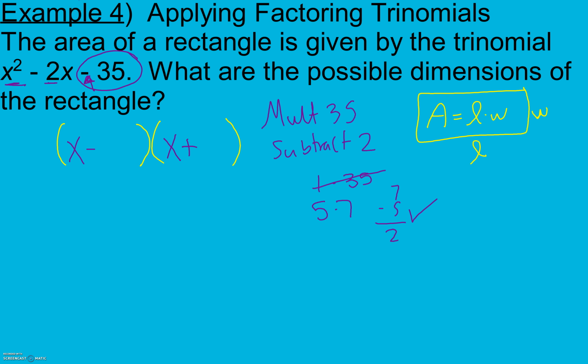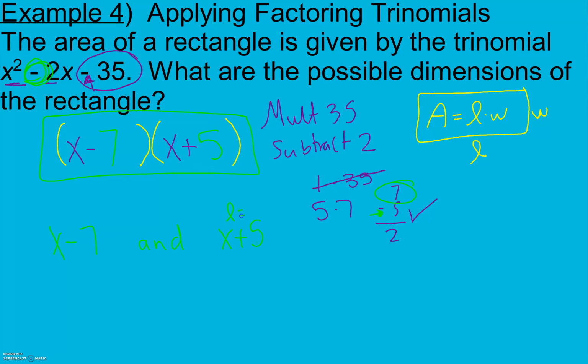Now I look back at my trinomial, and the sign in the middle tells me that's going to have to go with my bigger number, because we always take the absolute values and subtract them, bigger minus smaller, and then give the sign of the bigger number. So in order for 2 to be negative, it means 7 had to have been negative. So we're going to plug the 7 in with our x minus, and the 5 in with our x plus. And these are going to be my dimensions. So my dimensions could be x minus 7 and x plus 5.